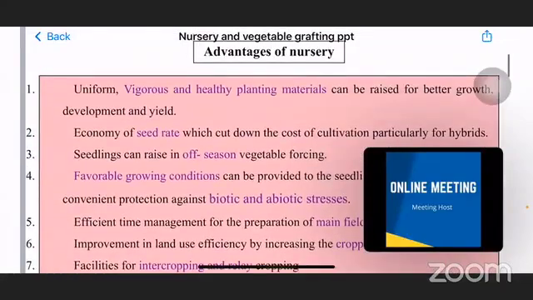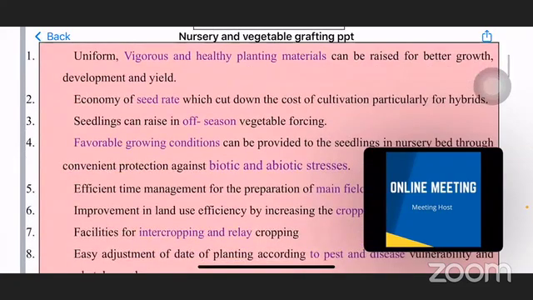Let's see what are the advantages of the nursery. If we grow the seeds or the seedlings in the nursery condition, we will get uniform, vigorous, and healthy planting materials. Here, we are growing the seedlings in controlled conditions like temperature and humidity. We are controlling everything, so we can also control the soil-borne pathogens and other pests and diseases. So we can raise them for better growth, development, and yield of the vegetable crops. This also helps to economize the seed rate, which can cut down the cost.